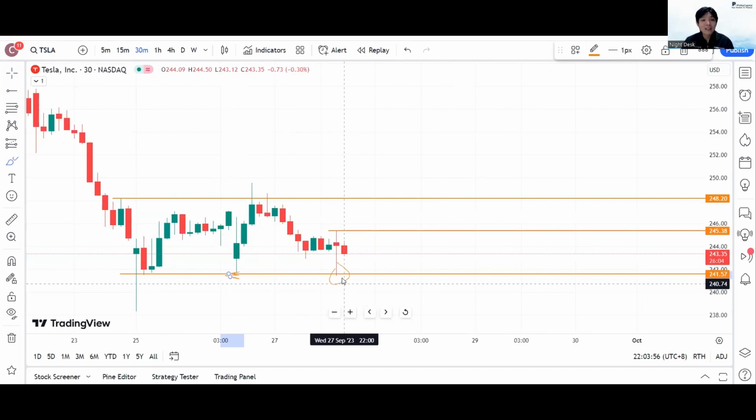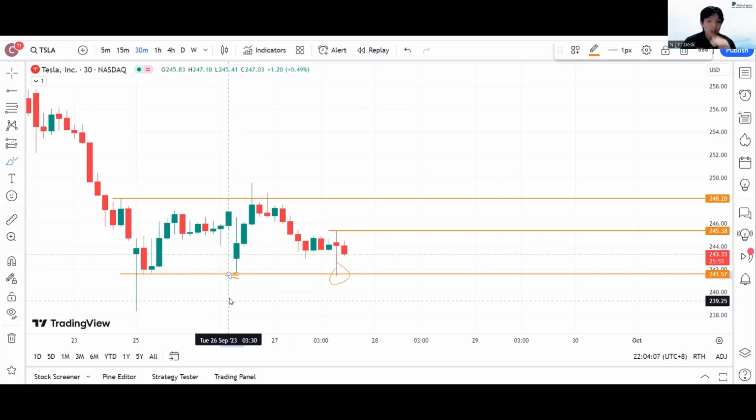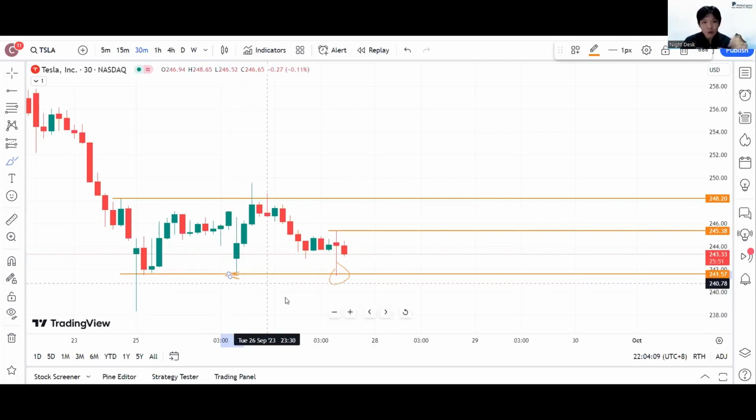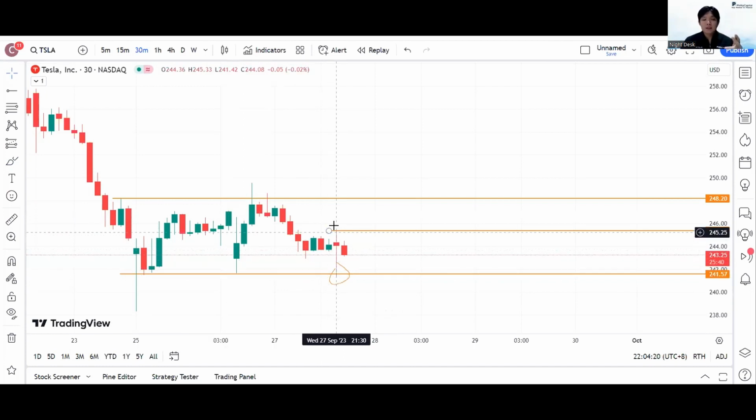It's not because of the line, the line is just for referencing, because a level itself is always a range area. It's a price zone, it's not just a single price point. That one you must understand. So we have a lower low, from today's opening, then price went down. We have a lower low compared to the last low, and price got rejected already.